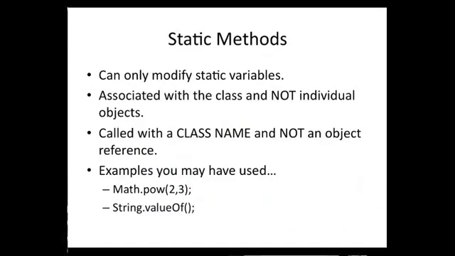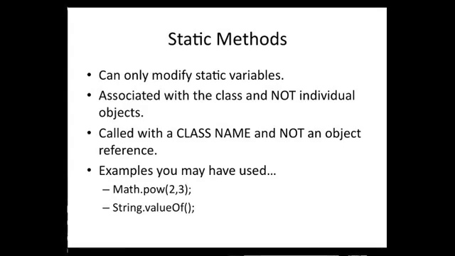So what are static methods? Well, a couple things that we want to talk about first. Static methods can only modify static variables, and when you think about it, it kind of makes sense because you don't want your static methods to be able to reach into a single object instance and make changes. The other thing about static methods is that they are associated with the class and not individual objects. Same as static variables, by the way. They're associated with the entire class and not, say, a specific object. The other thing that we'll notice is that when you call a static method, you call it with a class name and not with an object reference.